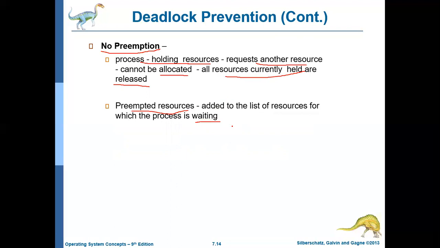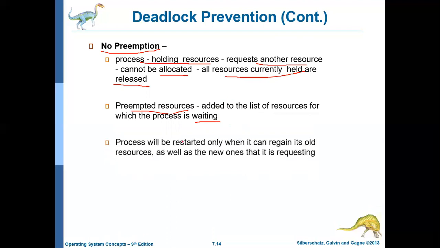Okay, and the process will be started only when all the resources are available. The process will be started only when it can get all its resources. So this condition is called preemption. So this is how we can avoid the no-preemption condition.